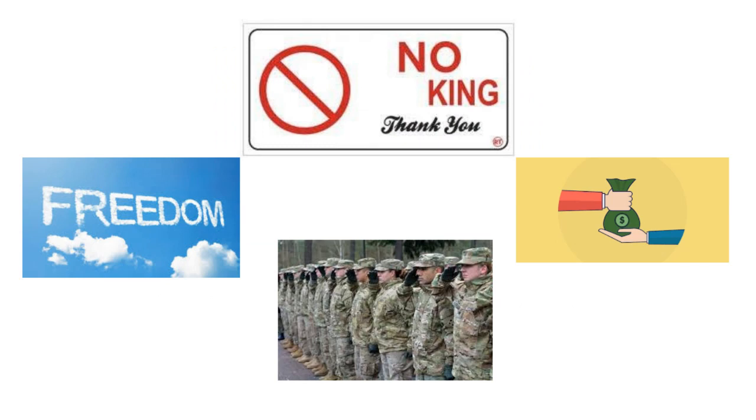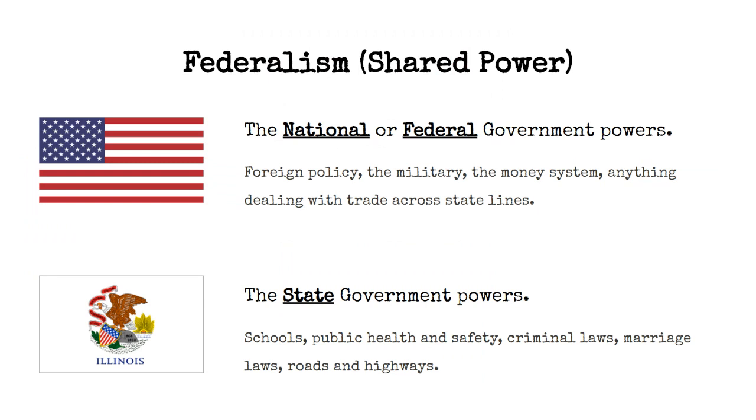They asked, how can we create a government that is strong enough to do all of the things that we need it to do, but keep it from someday turning against us, like the British did? What they came up with was an idea called federalism, which means shared power.